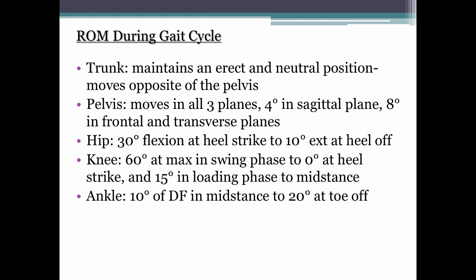Our range of motion during the gait cycle, as I was saying, is very efficient, so we don't use a lot of motion to walk. Our trunk stays pretty much erect and in a neutral position. Our trunk moves opposite of the pelvis. As our pelvis goes one direction, our trunk stabilizes and helps to maintain our center of gravity over our base of support. Our pelvis moves in all three planes, approximately 4 degrees in the sagittal plane, and then only 8 degrees in the transverse and frontal planes.